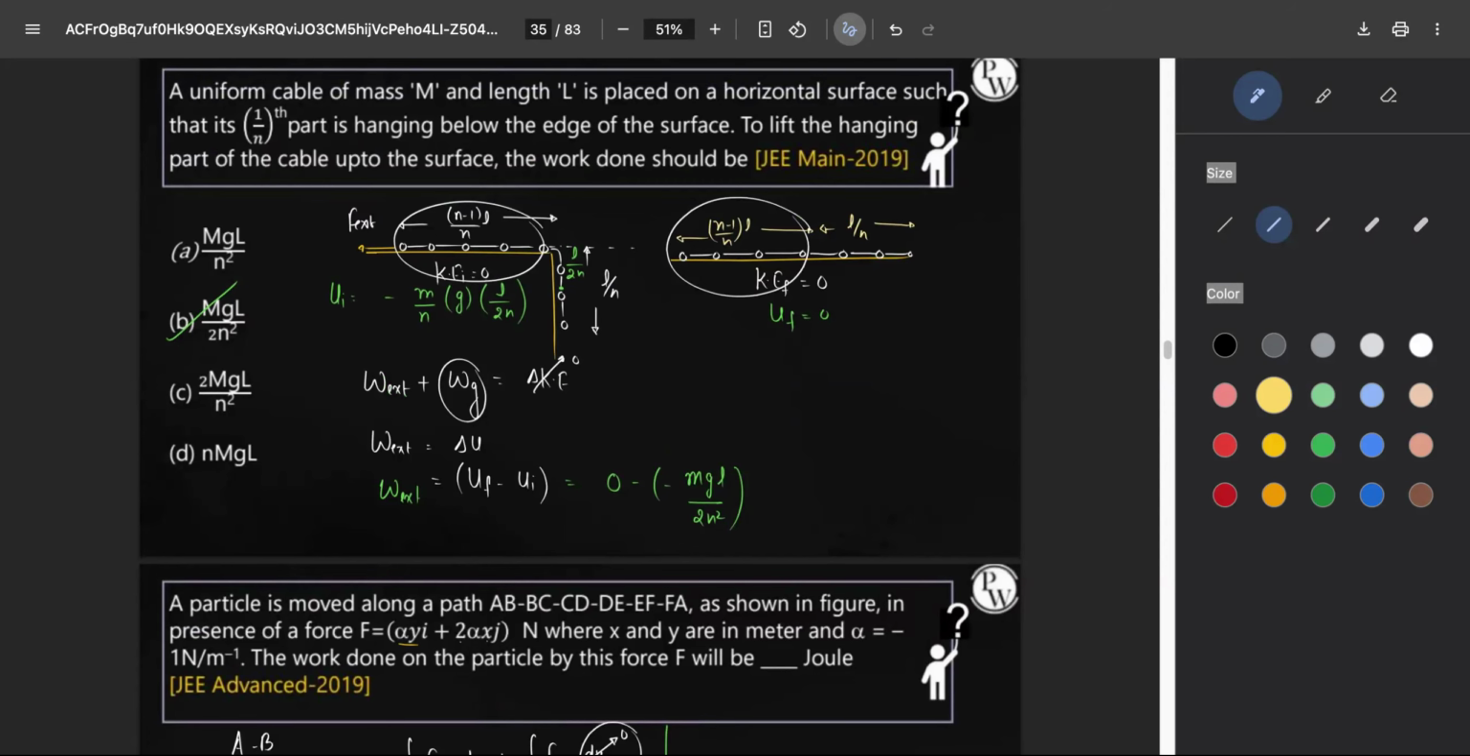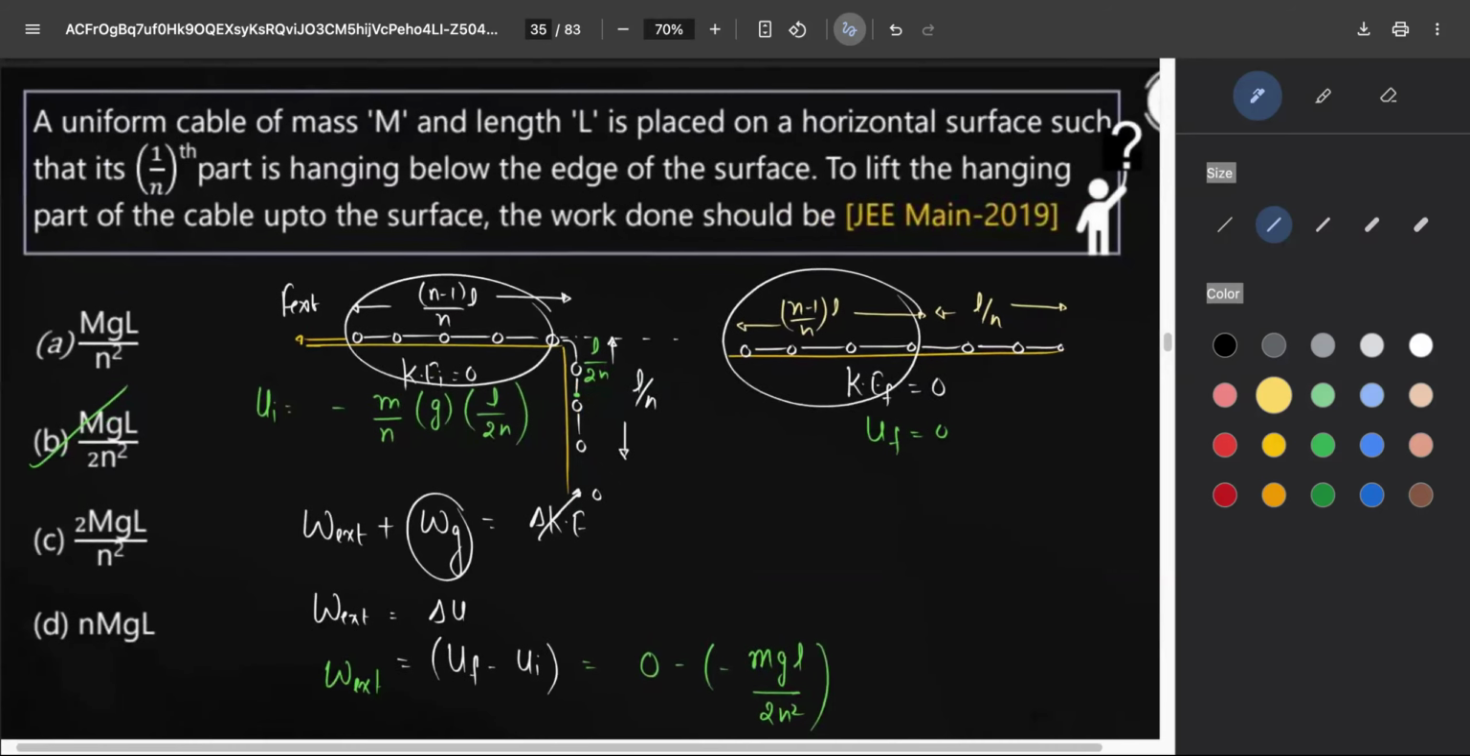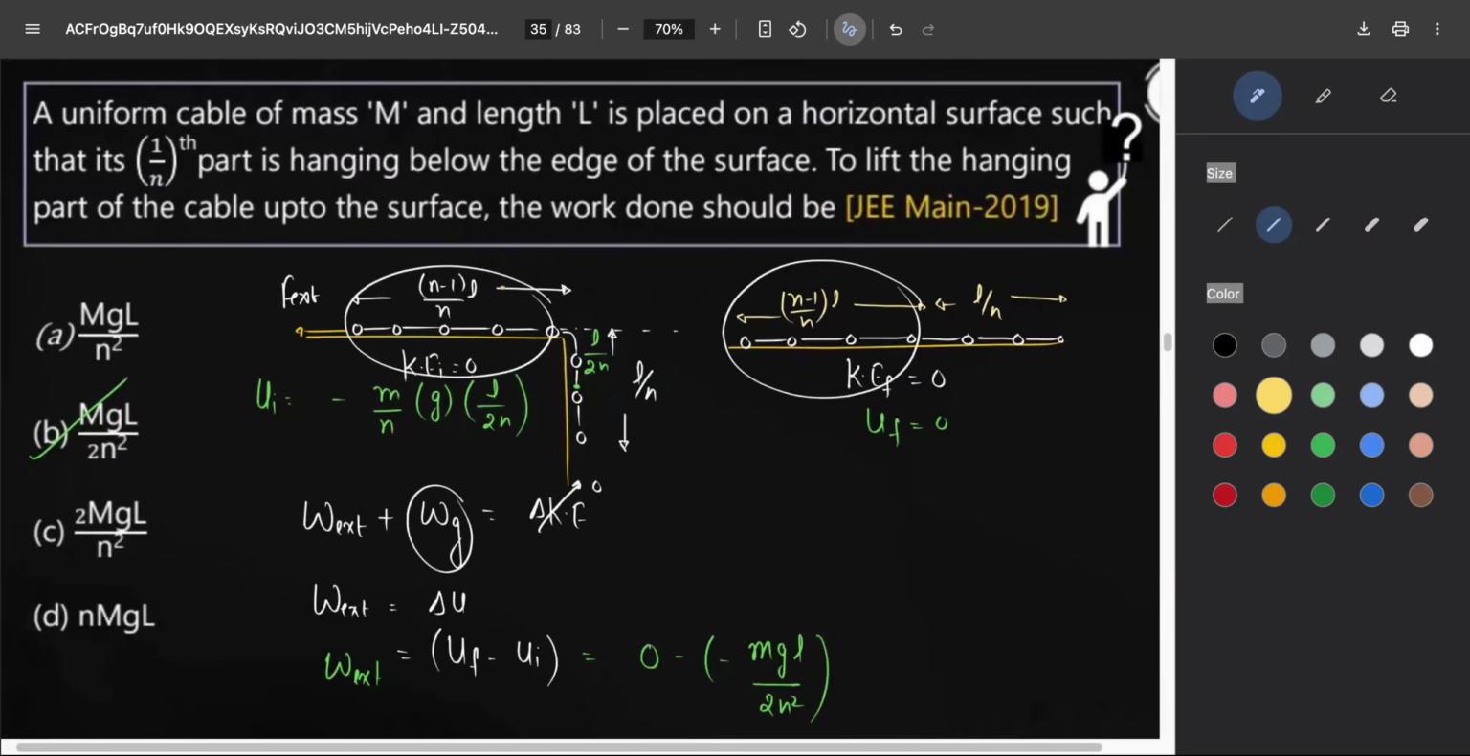So the first one. Okay, the first one. Look at this. You are given a uniform cable with some mass m and length L, which is placed on a horizontal surface with 1 by nth part hanging outside. So this is 1 by n. Below the surface, to lift the hanging part of the cable upward should be the work you need to do.